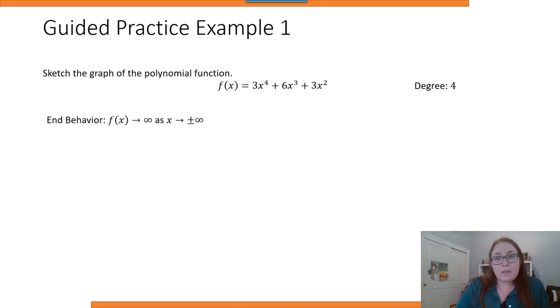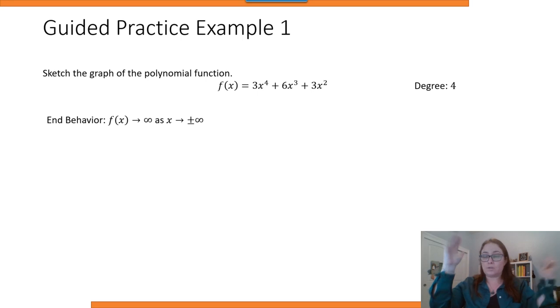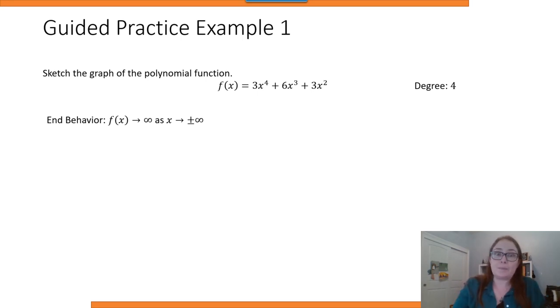It also tells me the end behavior. Because the degree is even, I know that as x approaches infinity, and as x approaches negative infinity, the graph is going to be going up to infinity. So I already have this idea that it's going up to the left and to the right. I just now need to figure out what's happening in the middle.